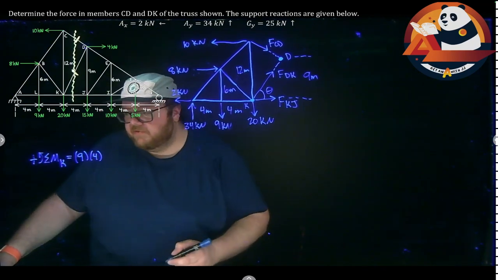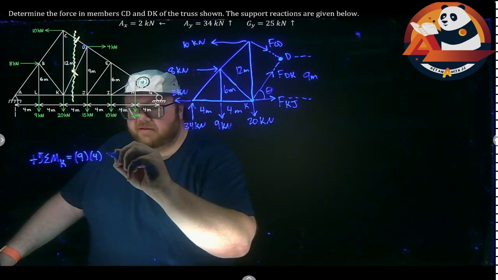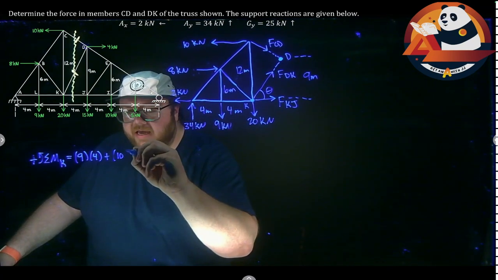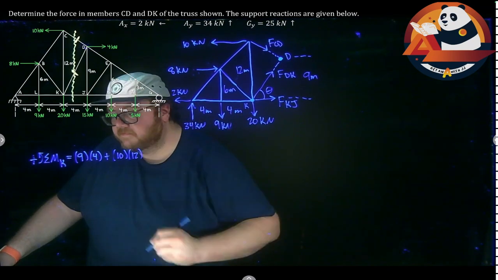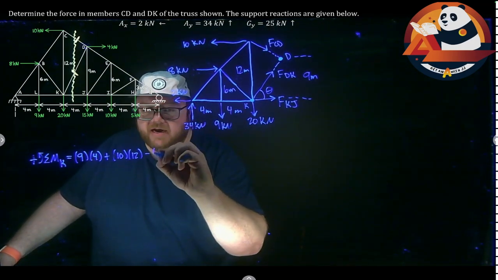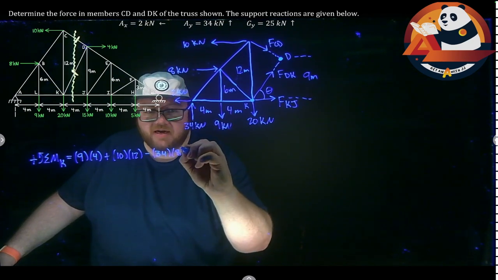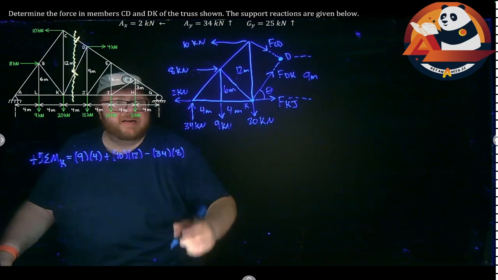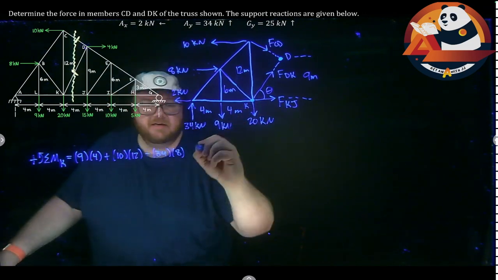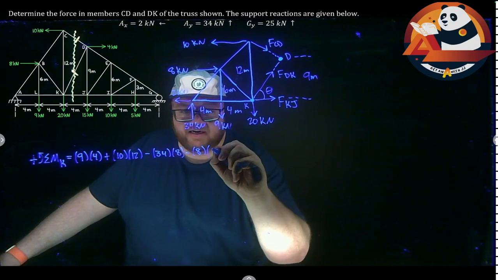I would have my 10 will cause a counterclockwise rotation. So plus 10 times 12. My 34 will be clockwise. Minus 34 times 4 plus 4, 8. Minus 8 times my distance, which is 6.